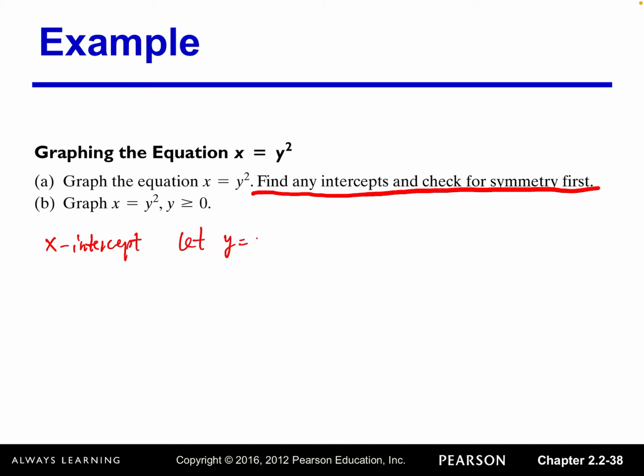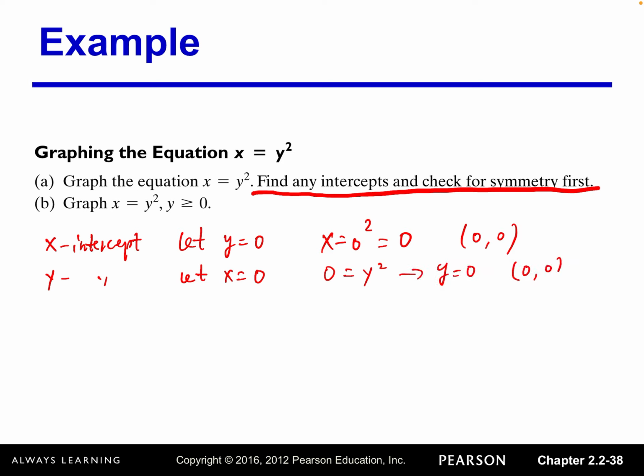Let the y coordinate be 0. So x equals 0 squared, which is also 0. Okay, so the x-intercept is (0, 0). Find the y-intercept. We let the x coordinate be 0. Right, so 0 equals y squared. And then we solve, y also equals 0. So still (0, 0). So both the x and y intercepts are at the origin (0, 0).